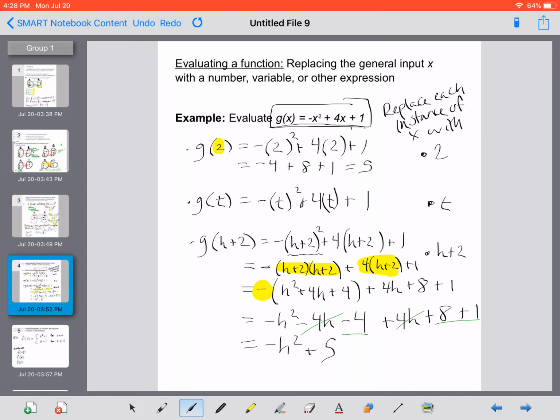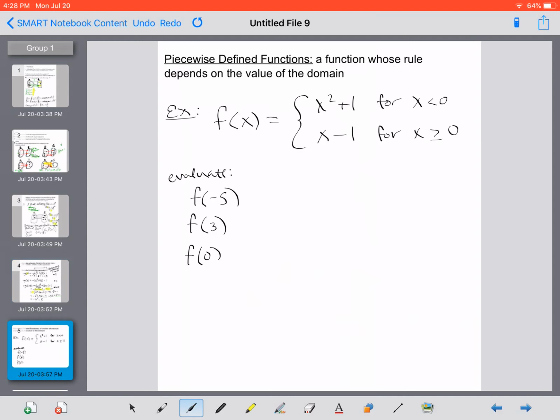Okay. Now other types of functions. Sometimes a function isn't going to have a single equation that describes what the output is depending on the input. Sometimes the output is going to change depending on which input you choose. In other words, sometimes for a certain subset of the domain, you'll use a certain equation, and for a different part of the domain, you use a different equation. We call such a function a piecewise function.